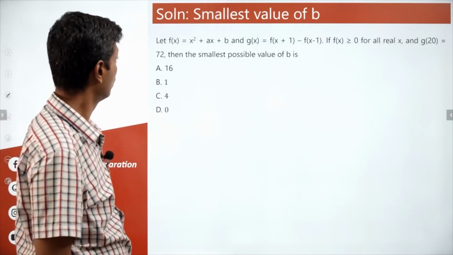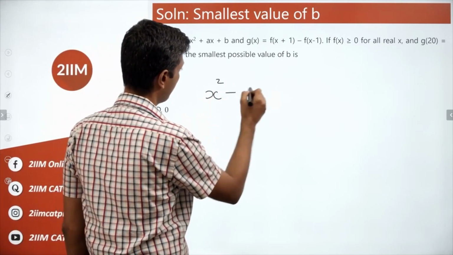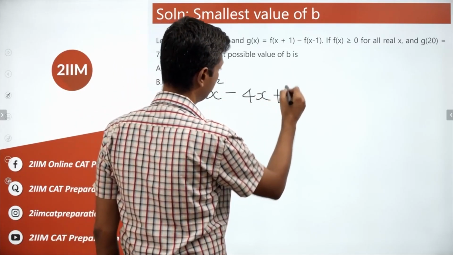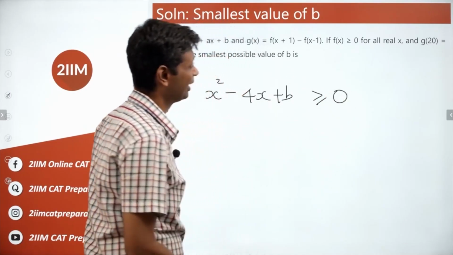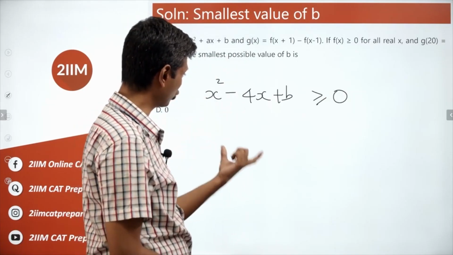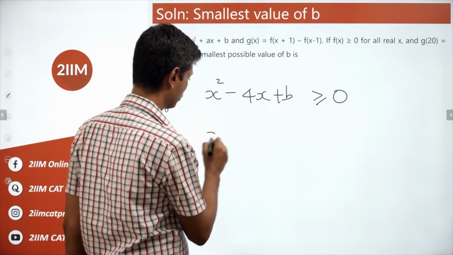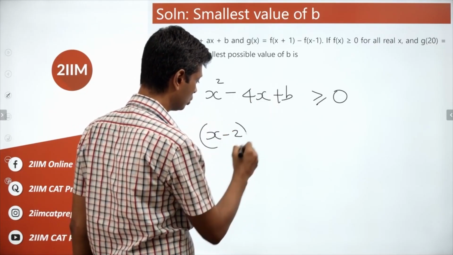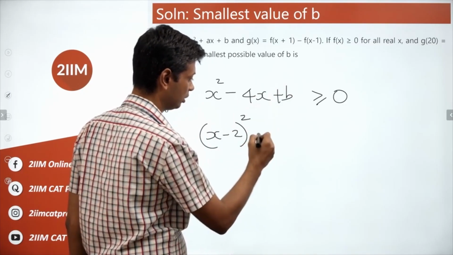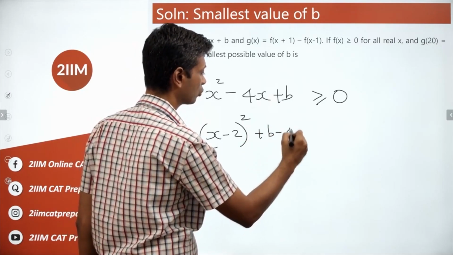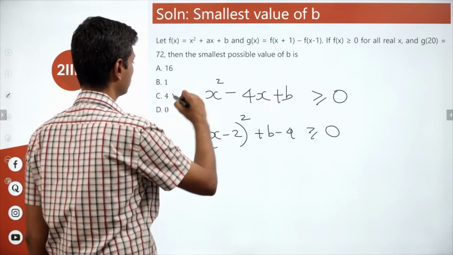a is minus 4. We want to find the smallest possible value of b. So x square minus 4x plus b. This is f of x. We know f of x is greater than or equal to 0. What does this mean? This means that this number can be expressed as a square plus something, which is when it will be greater than or equal to 0. x square minus 4x plus 4 can be written as x minus 2 whole square. So this will be plus b minus 4 greater than or equal to 0, or b should be at least 4.